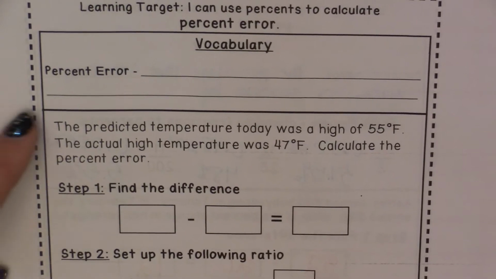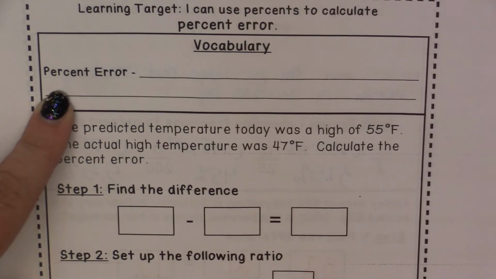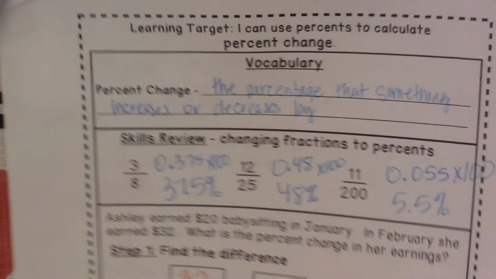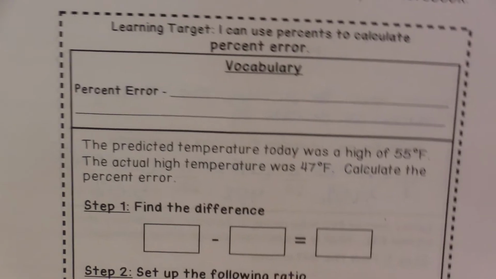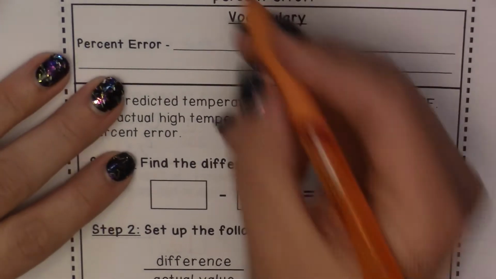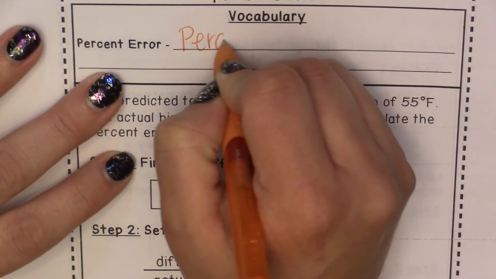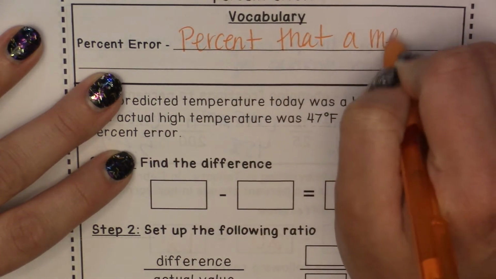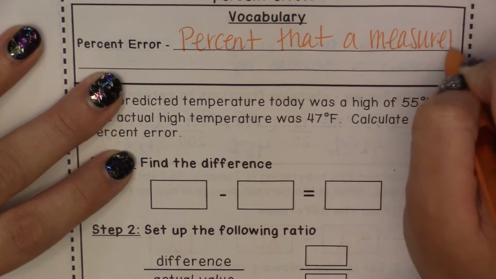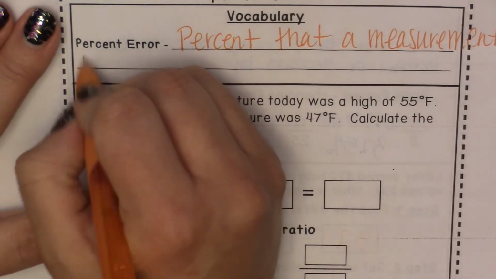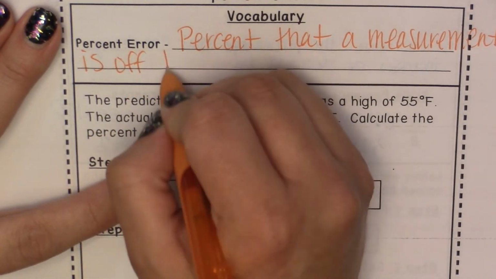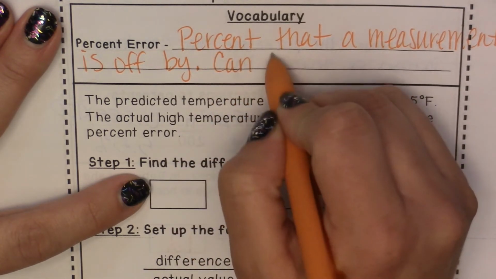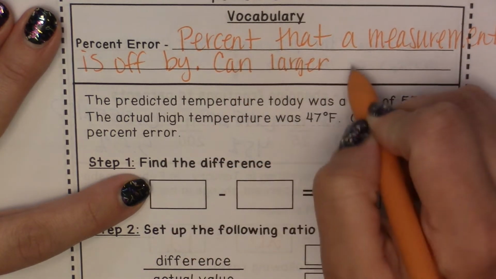All right, so let's go back and review our vocabulary. Our percent error is almost exactly the same as percent change. This is the percent that a measurement is off by. And this can be larger or smaller.